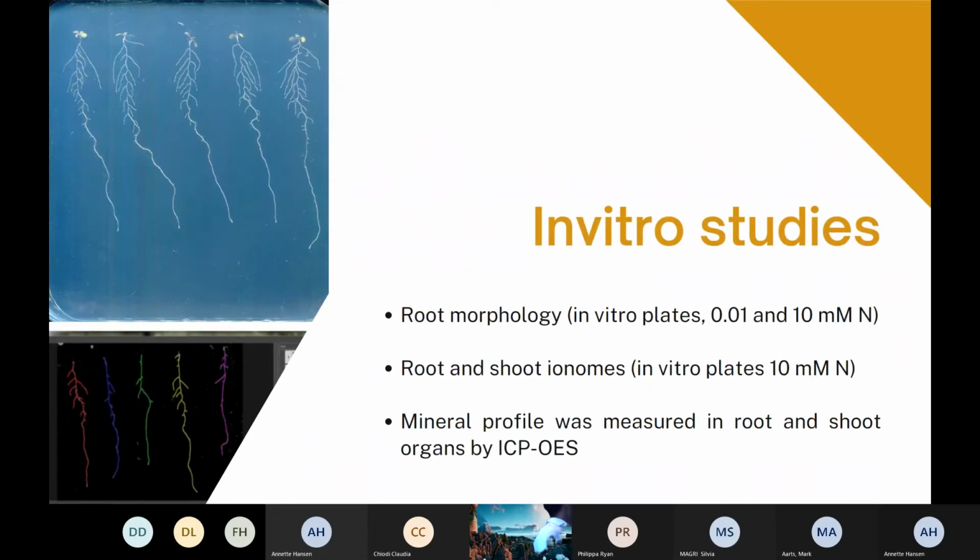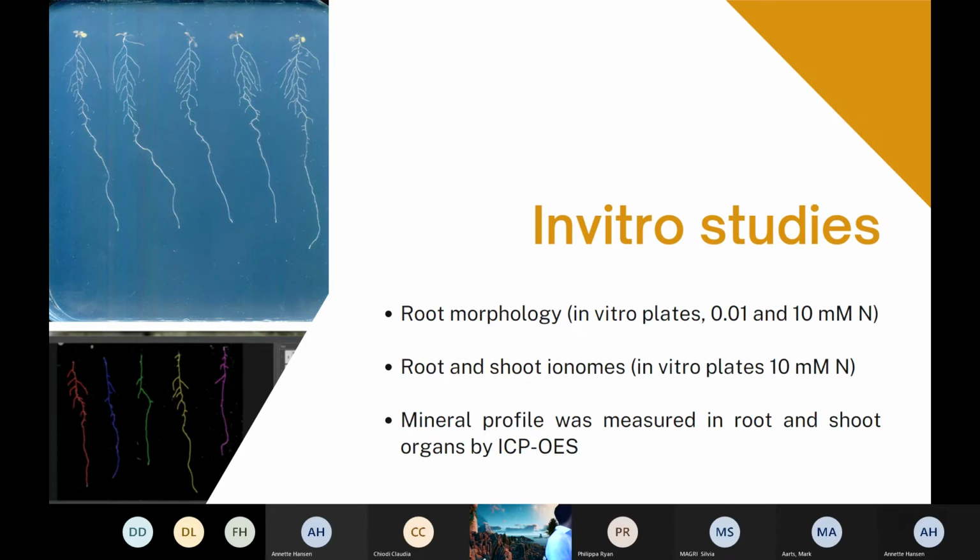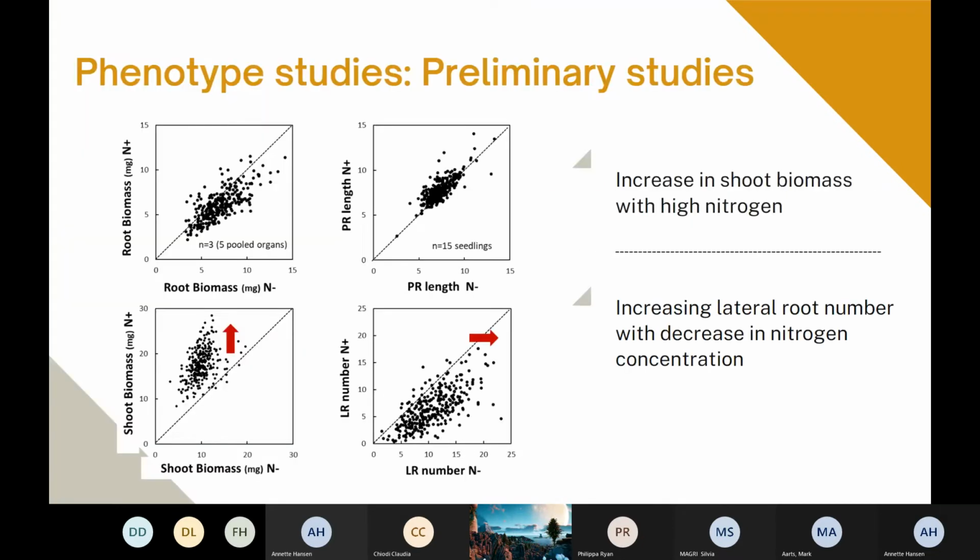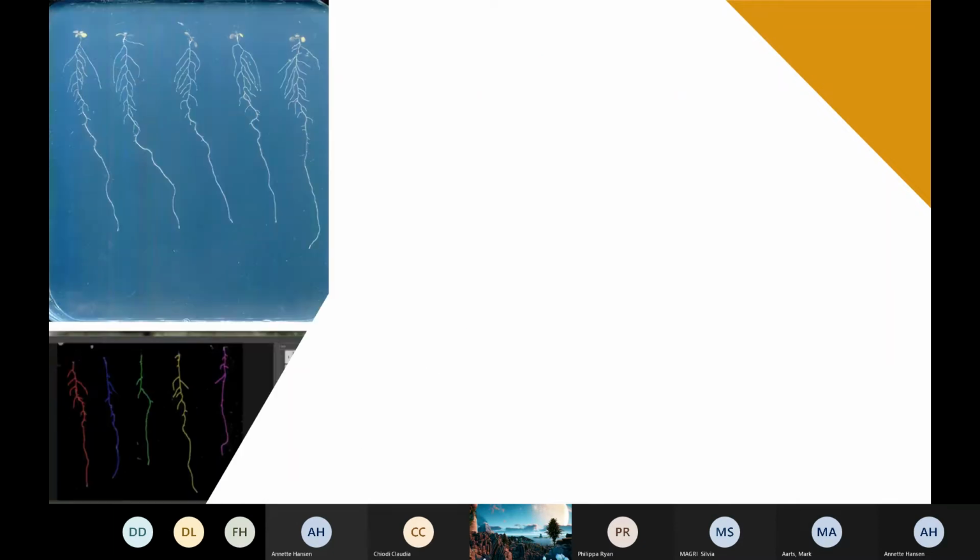The in vitro studies, as I mentioned, are where we specifically focus on root morphology, in low and high nitrogen. This is how the plates usually look, and then we try to understand different parameters of the roots which we are studying. I'll show you in a minute. At the same time, we are also doing the root and shoot ionomes, and mineral profiling was also measured in root and shoot tissues.